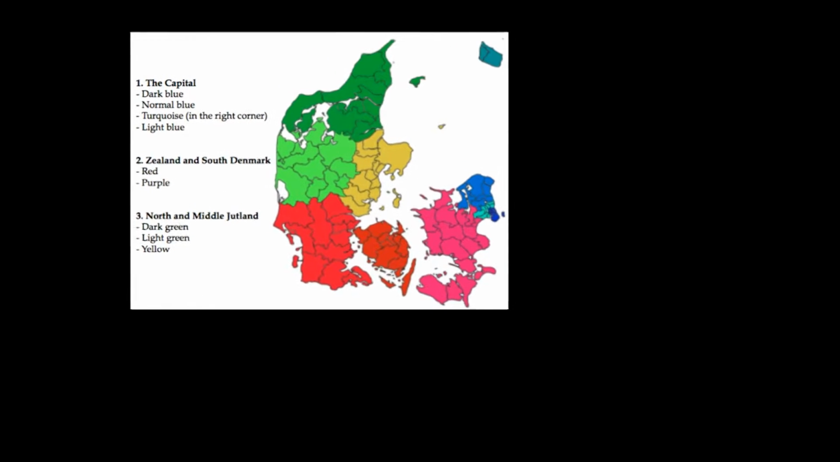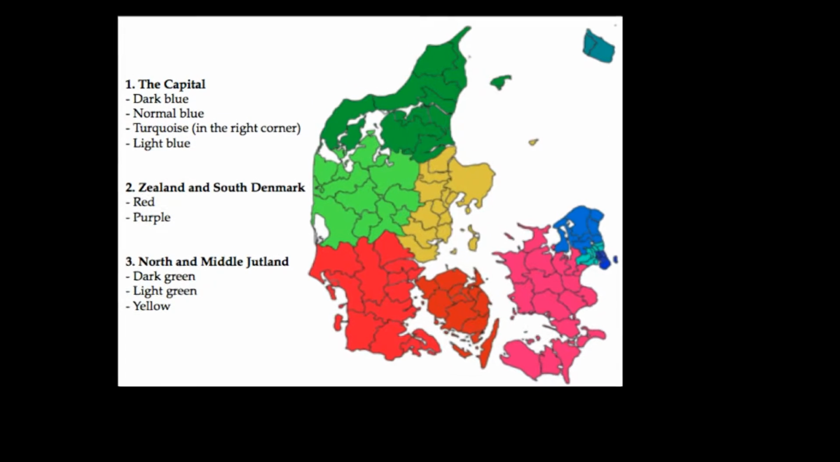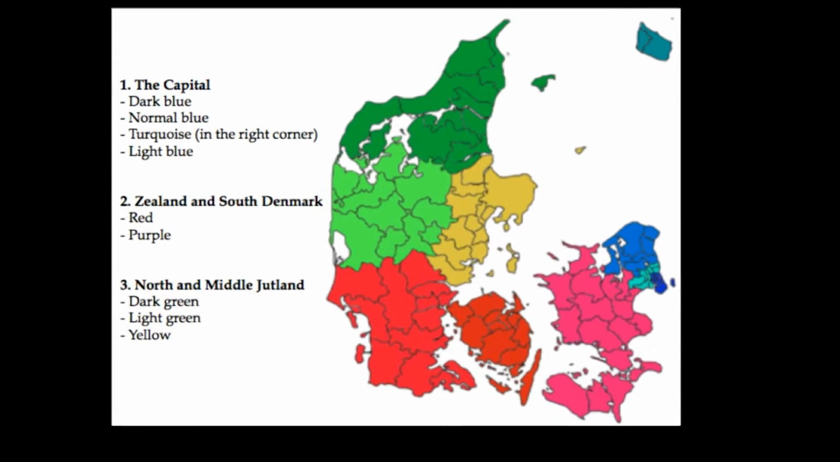Hello Americans! I'm here today to tell you just why the Danish democracy is so sexy. When the Danish people vote, they split the country in 3 regions. The first one, the capital, the second one, Zealand and South Denmark, and the third one, North and Middle Jutland.